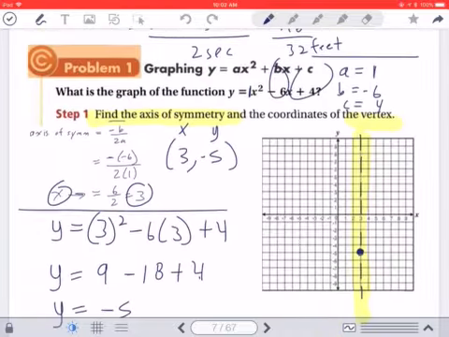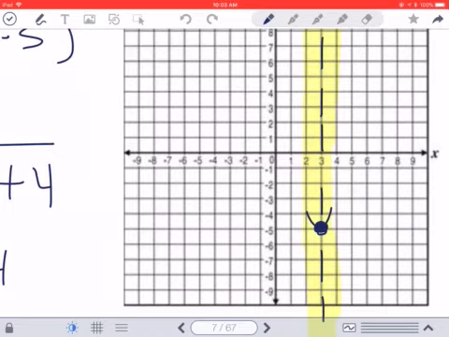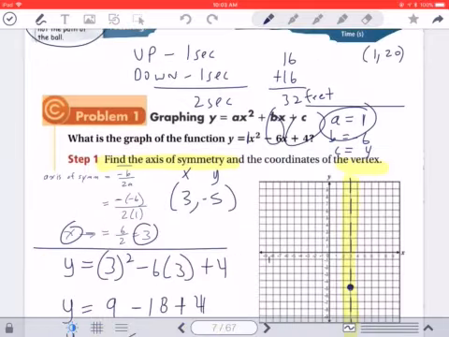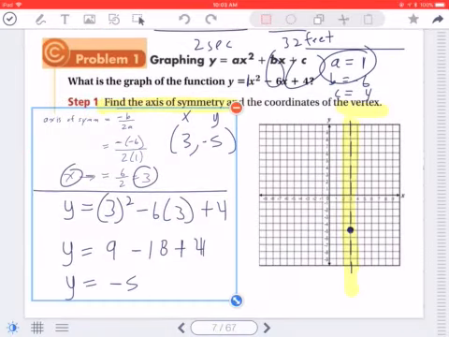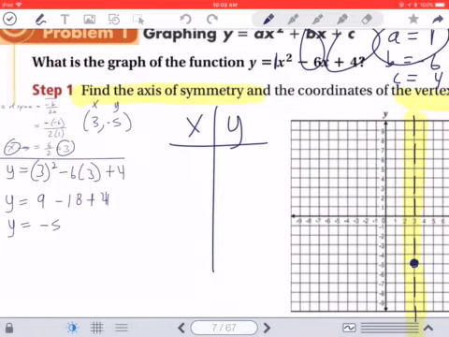Okay, and I know that my a value is a positive 1. So right away I know this thing is going to open upward. I don't know which way it's going to go, but I know it's going to open upward. Okay, the next step is I want to plot some points on here. So I'm going to make a table. And the easiest value to plug in here is probably 0, maybe 1, maybe 2.